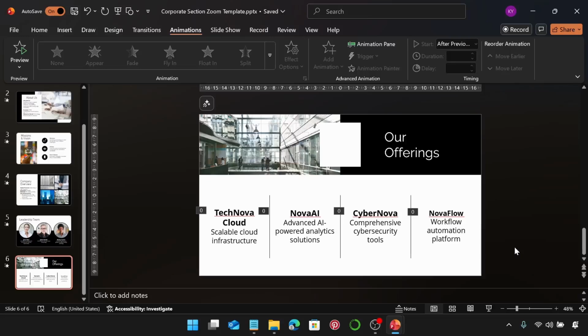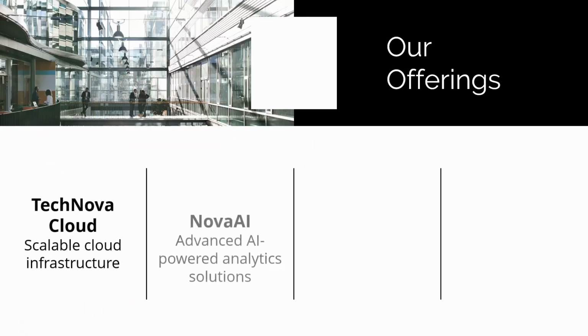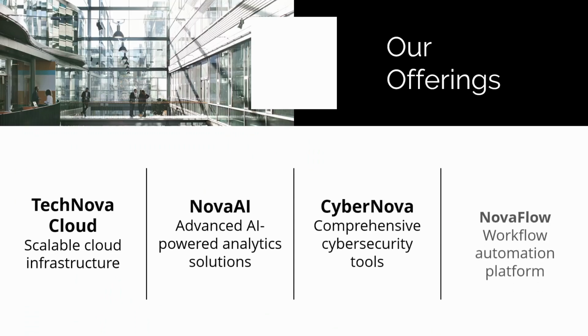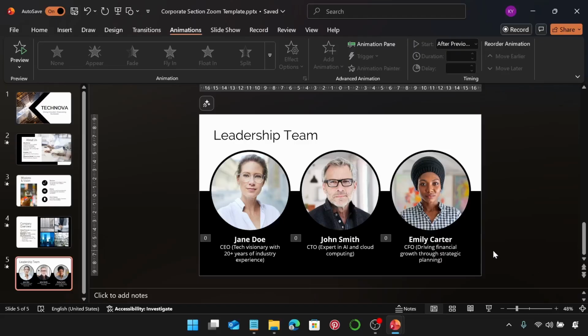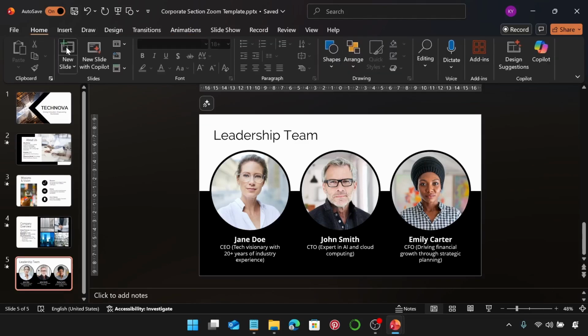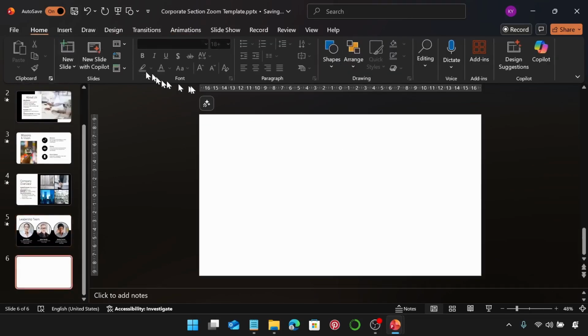This is the sixth part of a video series where we create a corporate section zoom slide template in PowerPoint. So this is the offering slide, which is also slide number 6. Let's move on to the next slide and create a new slide. So go over to home and we're going to create a new blank slide.